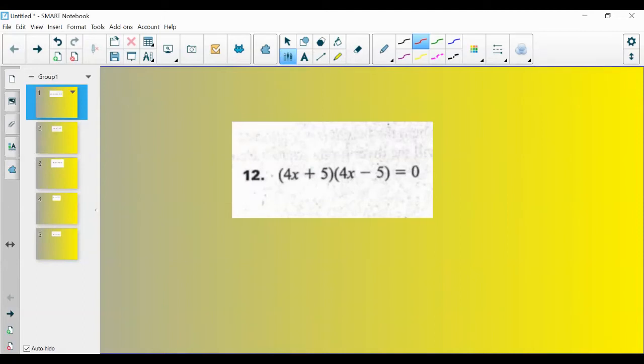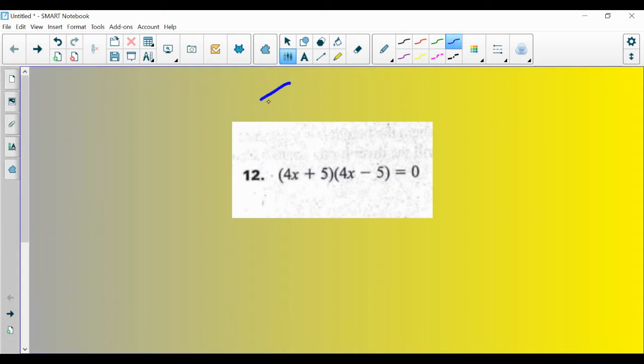Hello, algebra students. This is going to be a quick little video. Basically, I'm going to go over one question from your homework for every section. And so this is number 12 on the first page. This is the last question of the first page, and it says to solve this question.